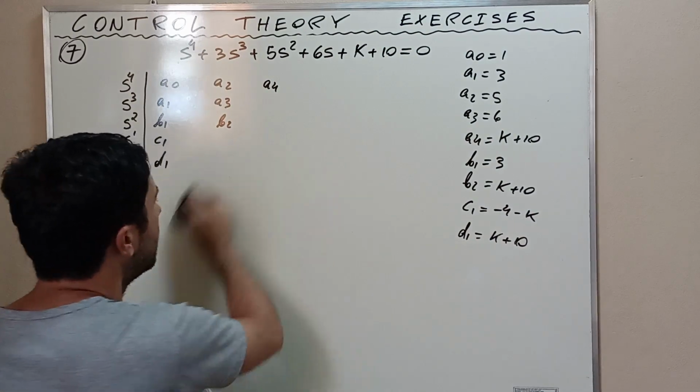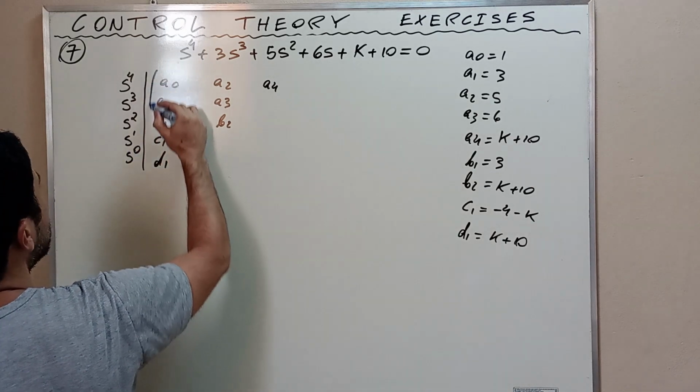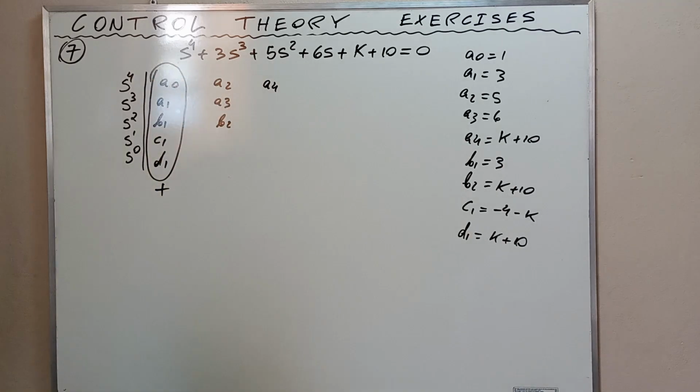Now that we have calculated all the entries of Routh's array, we are going to use it to assess the stability of the system. For stability, all closed-loop poles must lie in the left half S-plane. This condition is satisfied if all entries of the first column of Routh's array are positive, okay? All of this has to be positive.